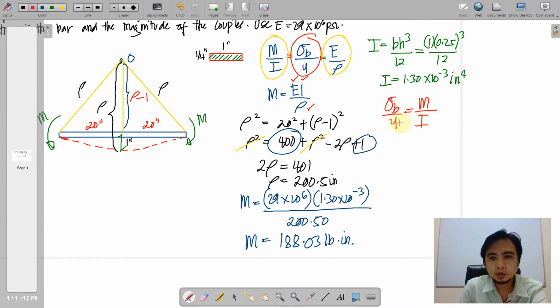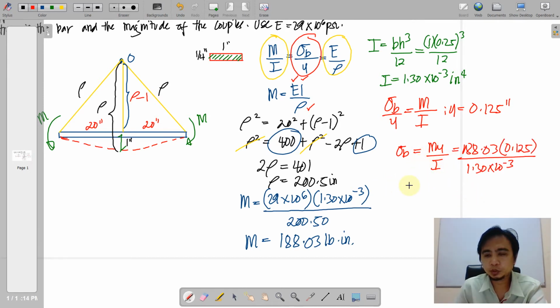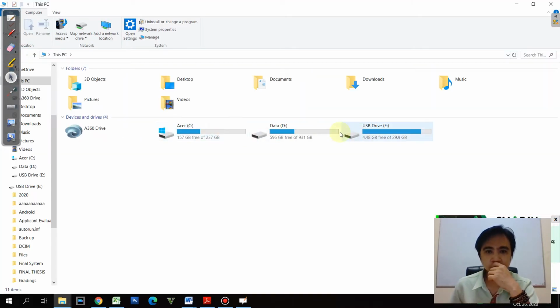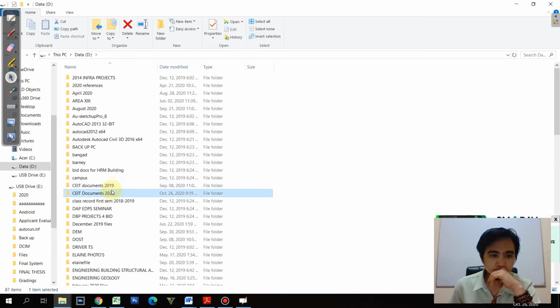So y here is the half of 1/4, and that is actually 0.125. So we move further and then we substitute values. Then we have the flexural stress.